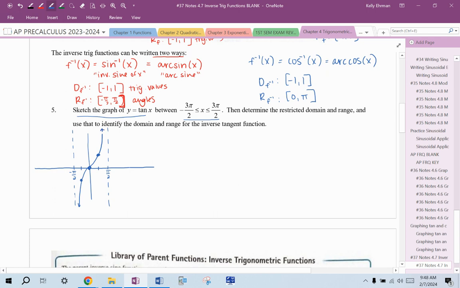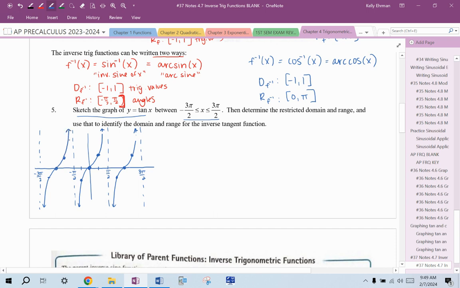And because the period is pi, if I add pi, that's where I land at 3 pi over 2, and we get another period of tangent. And since I'm supposed to go to -3 pi over 2, same idea. -3 pi over 2 would be the next period on the left. So another period of tangent.